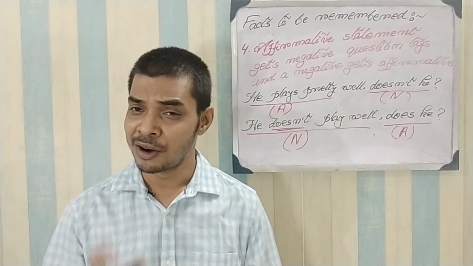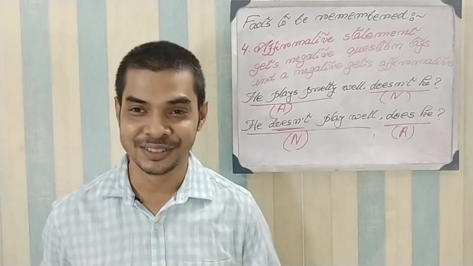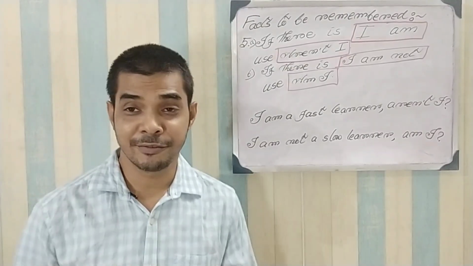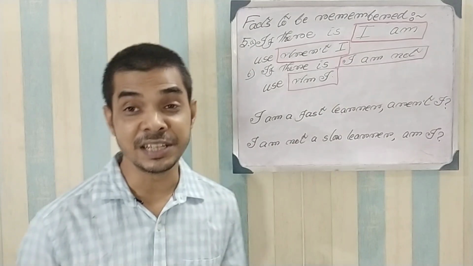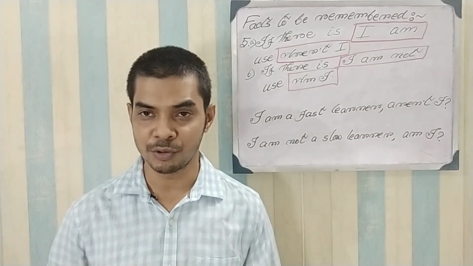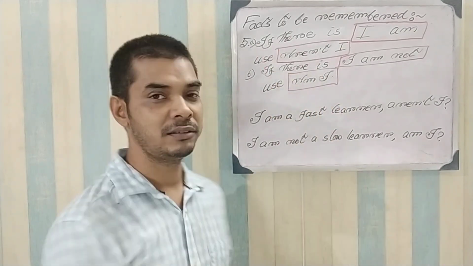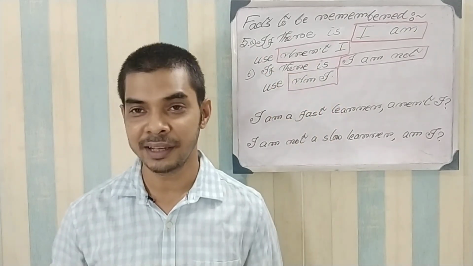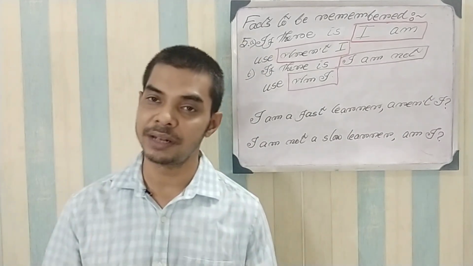So let's check what's coming for our fifth point. So let's discuss it. Yes, dear friends, this is the fifth rule, which says if there is I am in a sentence, you have a fixed question tag. The question tag will be aren't I. You can't say am not I. Why? I'm discussing it point by point.